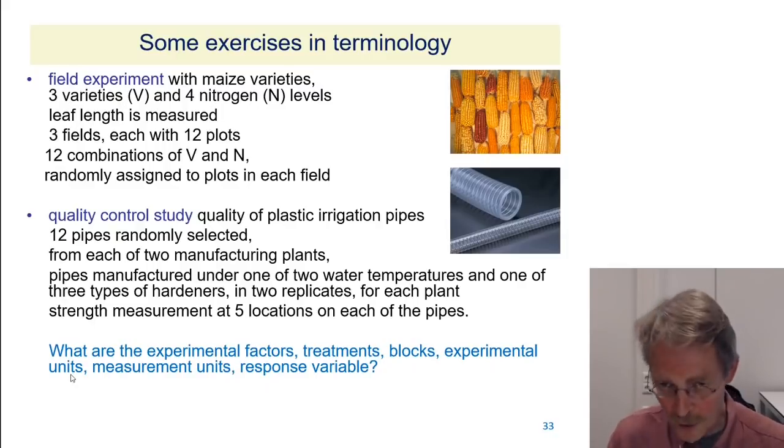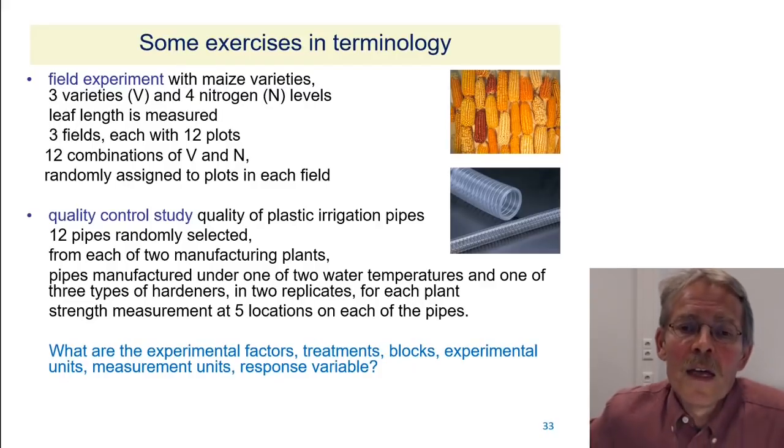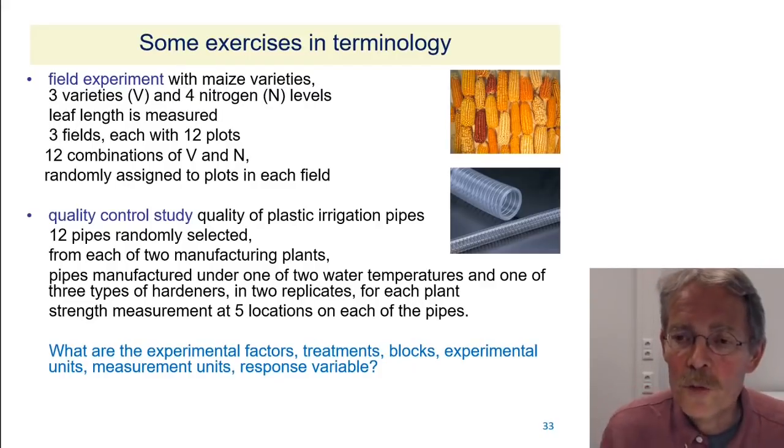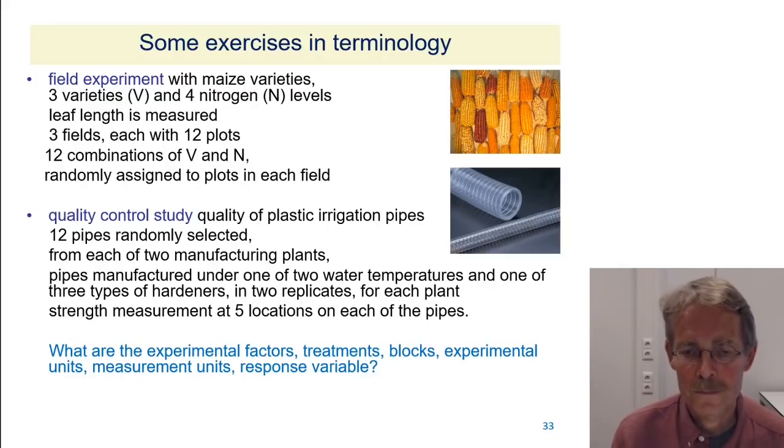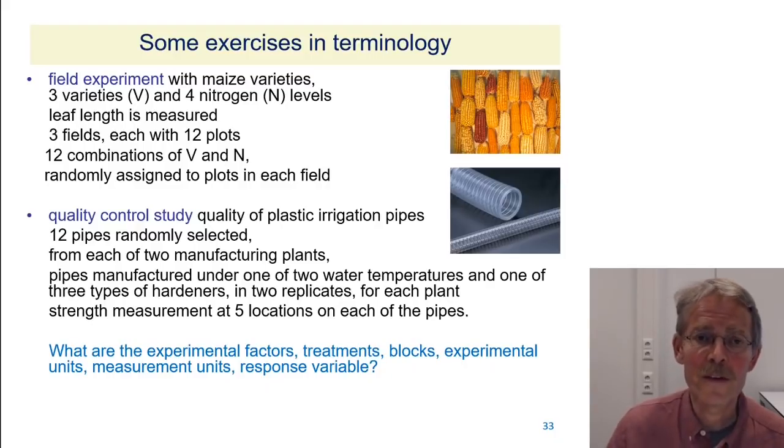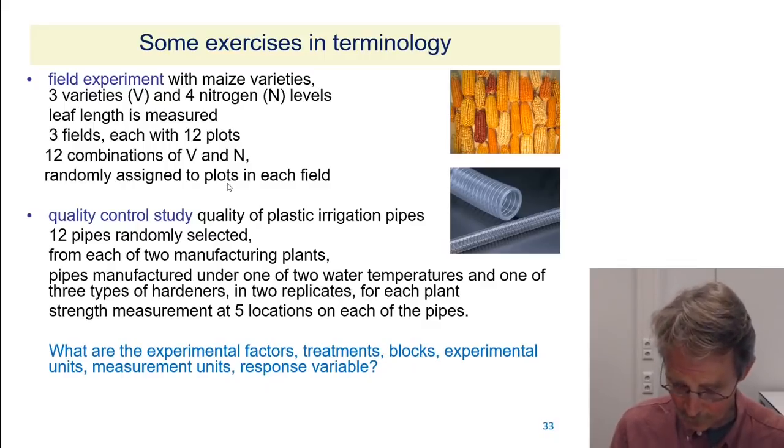What are the experimental units? Now, by definition, the experimental unit is the unit that receives, in randomization, the treatment. So what actually receives the treatment here? Well, you can see it here, a plot, a piece of land in the field. So a whole plot is the experimental unit. And from that plot, a number of plants are measured. They are the measurement units. And the response variable is leaf length.